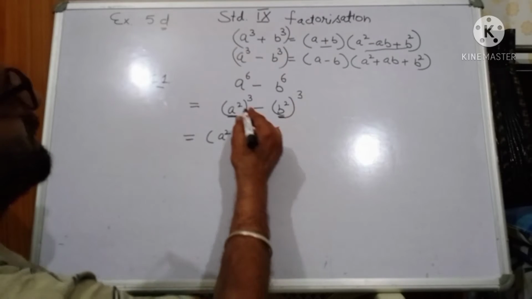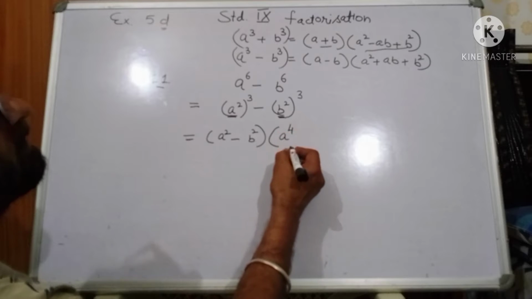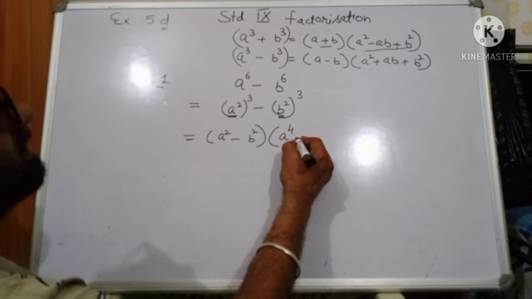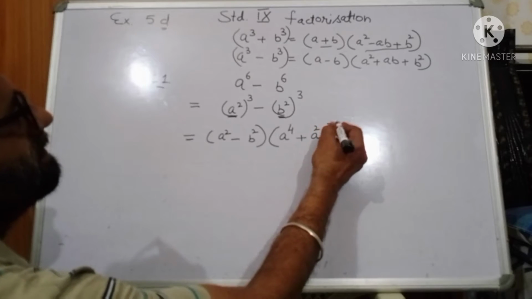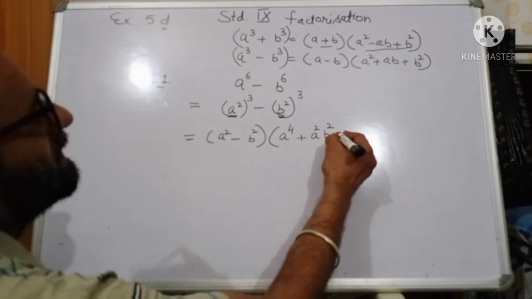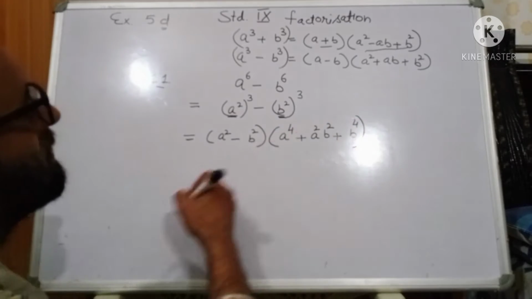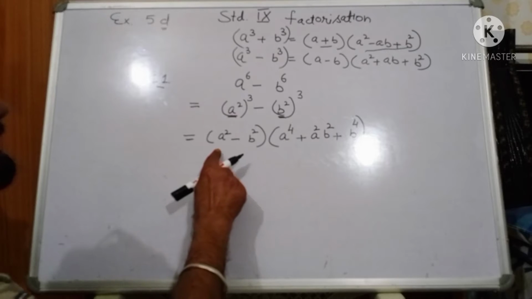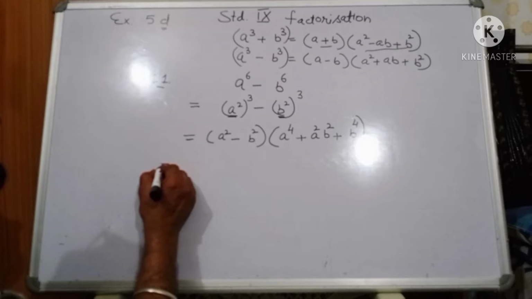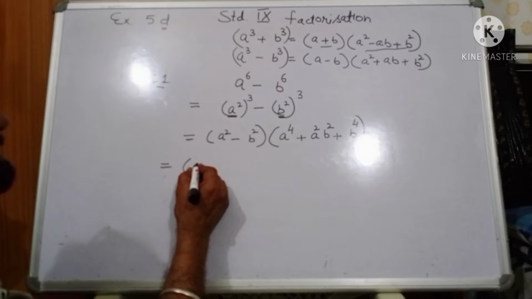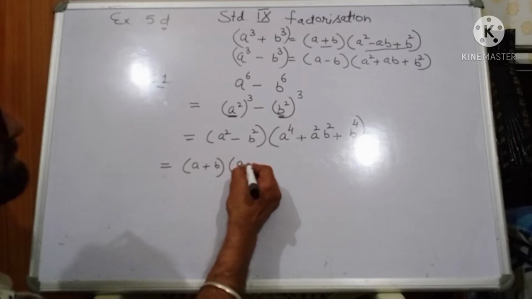into x square, that is a square the square. It will become a raised to power 4 plus xy, a square b square, plus y square, that is b square the square. It becomes b raised to power 4. Now again these two are factorizable. A square minus b square, easily we can write, you know it, difference of the squares. It is a plus b into a minus b.